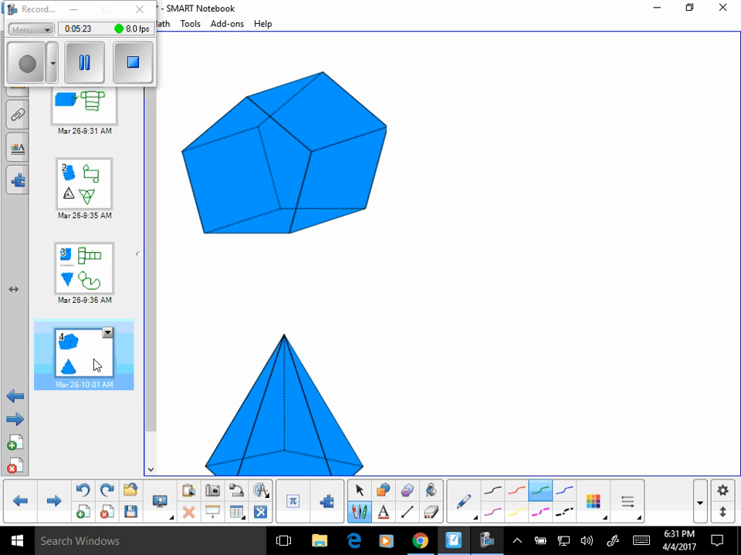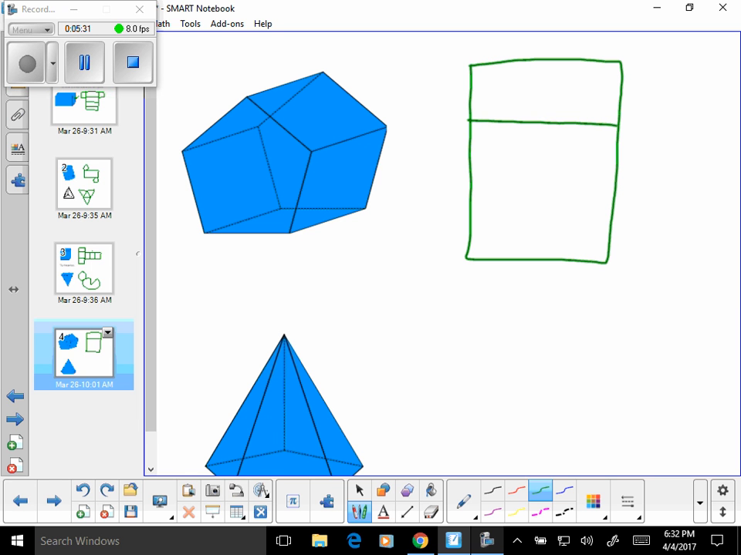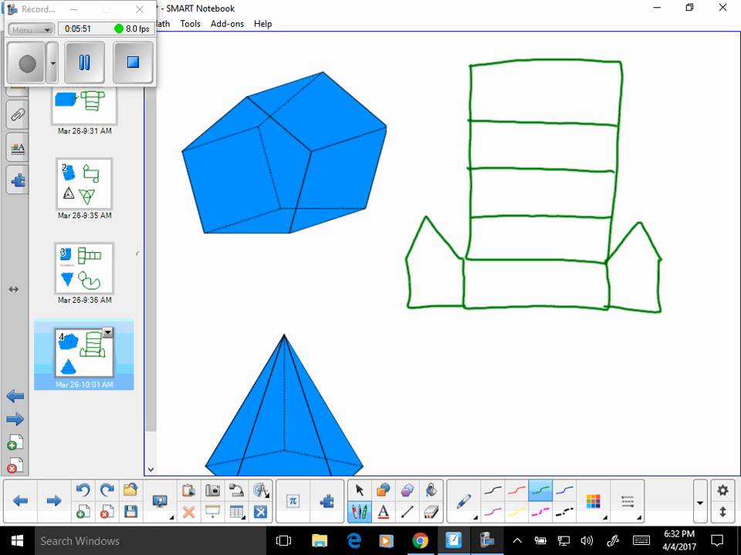The base here is a pentagon, so that means I will need 5 rectangles. 1, 2, 3, 4, okay, I have to add another one for the 5. Now, I have a pentagon. So there's my pentagons.